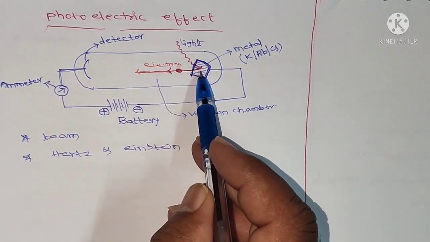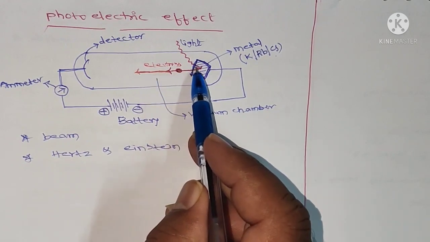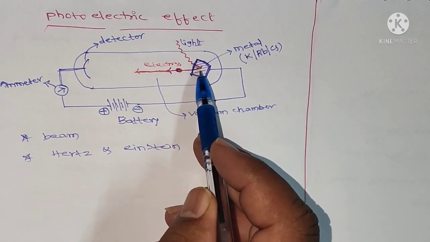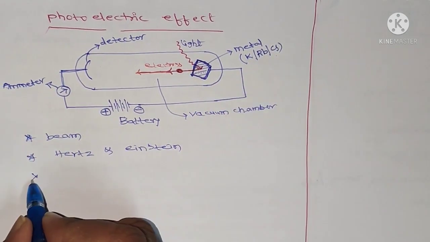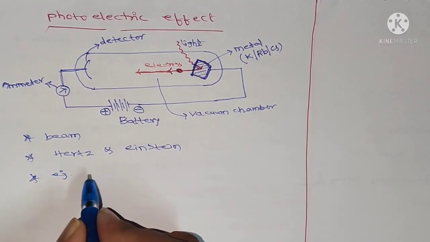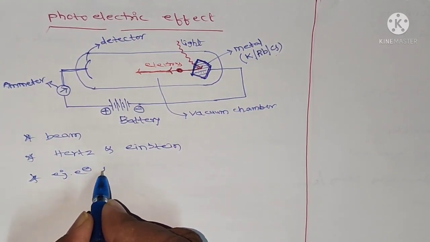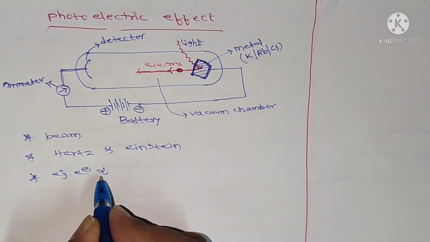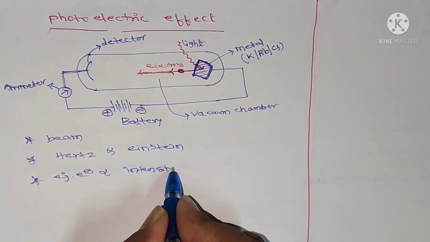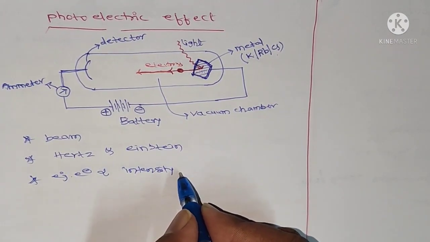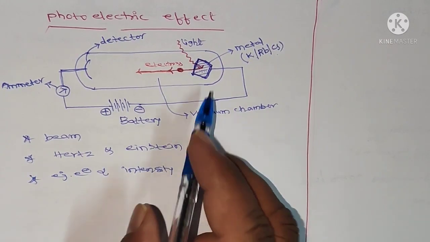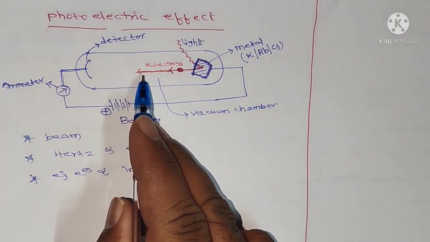And the number of electrons ejected is directly proportional to the intensity of light, or brightness of light. Here, ejection of electrons is directly proportional to the intensity of light or brightness of light. Means more intensity, more electrons are ejected.